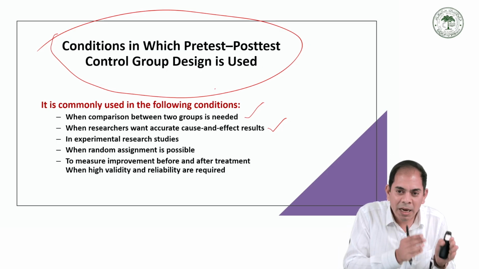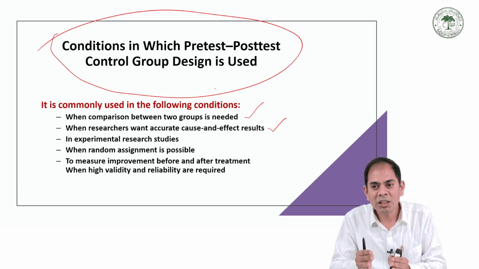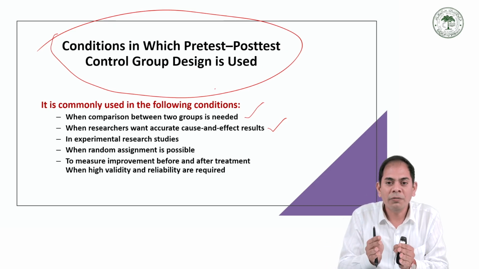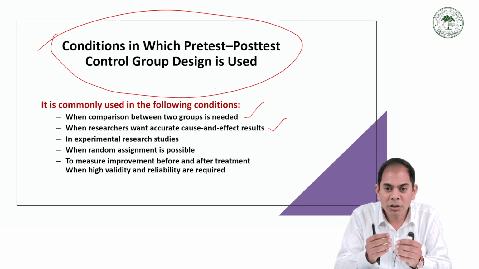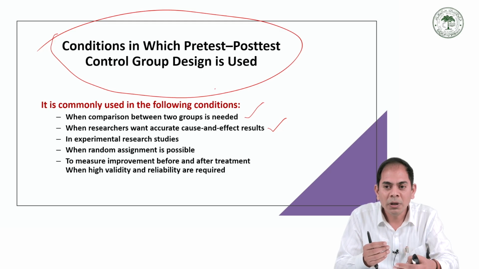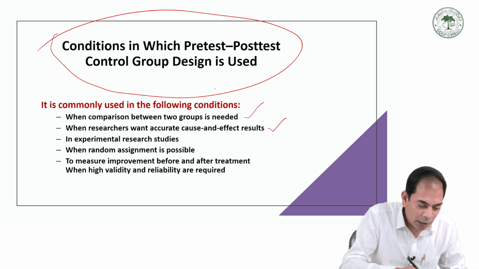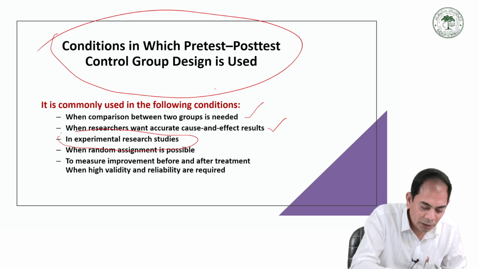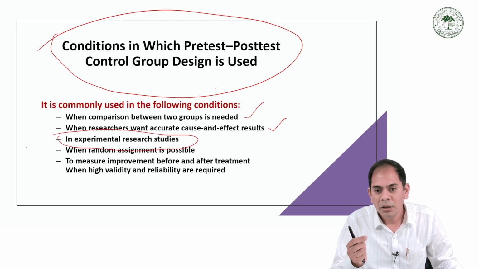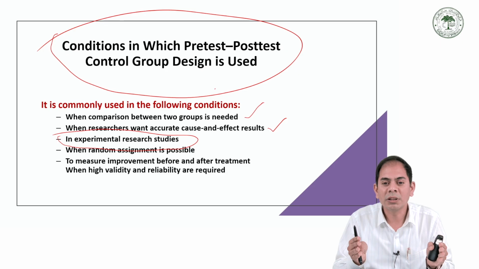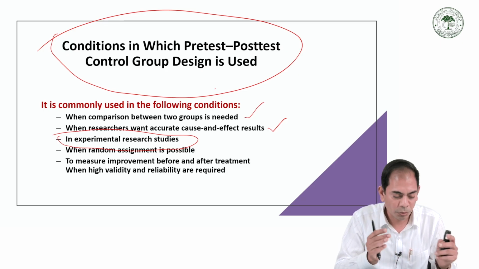It means the design helps to determine whether the changes are truly due to the treatment or other factors. If a researcher wants to find out the accurate cause and effect, then go for the pre-test post-test control design. It is generally widely used in experimental research studies in education, sports sciences, and physical education.